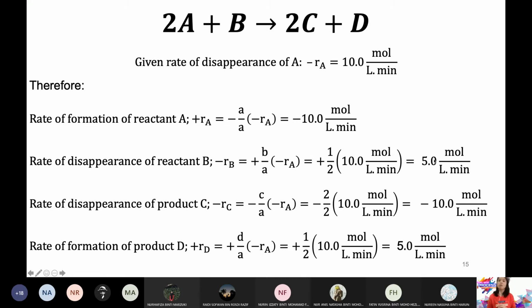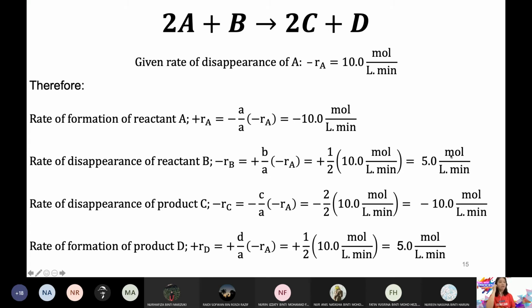So you get 5. So apa maksud dia? Maksudnya untuk setiap 1 minit kepekatan B yang hilang adalah sebanyak 5. A 10, B hanya 5. Kenapa? Kalau kamu nak senang faham, kamu tengok tindak balas ni. 2A bertindak balas dengan B. So kalau A adalah 10 yang hilang, B yang hilang hanya separuh saja kan sebab 2A bertindak balas dengan 1B. So kalau 10A yang hilang, hanya 5B yang hilang. That's why you get 5 here because the reaction is 2A with 1B.